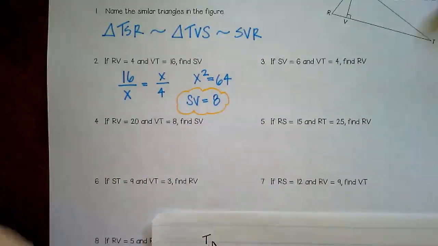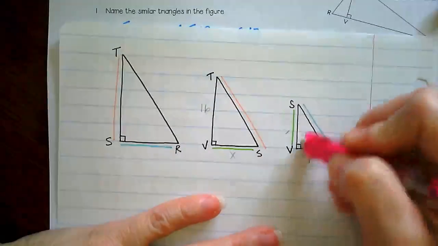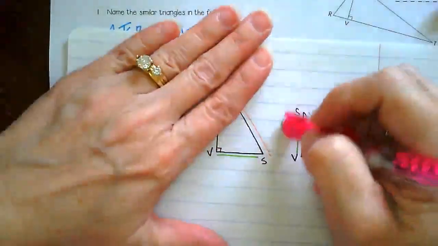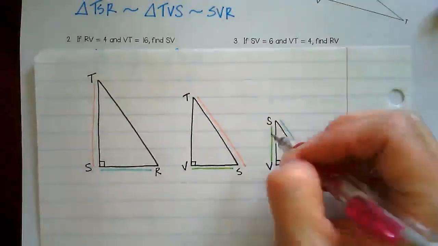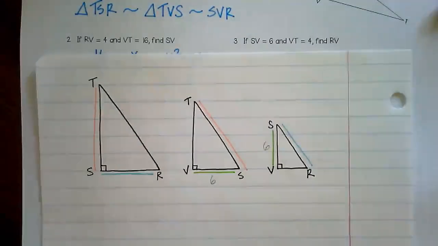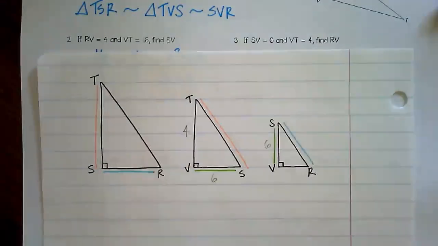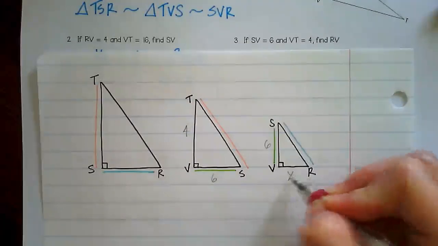All right, moving on to number 3. So I'm going to go to my picture and erase my markings because I'm using the same picture over and over again. So this time SV is 6. So here's SV, but I know it has a match over there. VT is 4, which is this one, and we are looking for RV, which is this one right there.